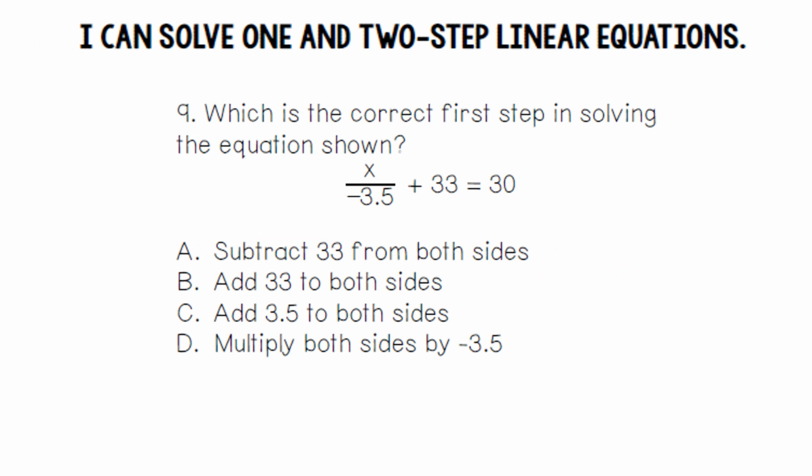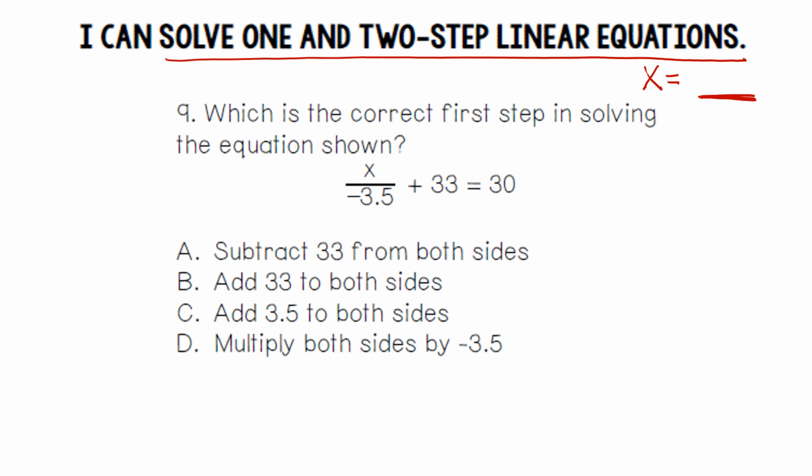Moving on to a new skill, we're going to be solving equations this time. When you solve equations, your goal is to get your final answer of x equals and then a number. So we're going to solve it all the way through. Now, number 9 doesn't actually ask us to solve the problem, it just asks us for the first step. It says, which is the correct first step in solving the equation shown?